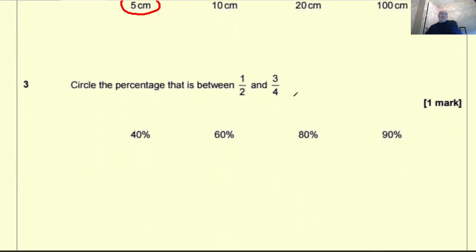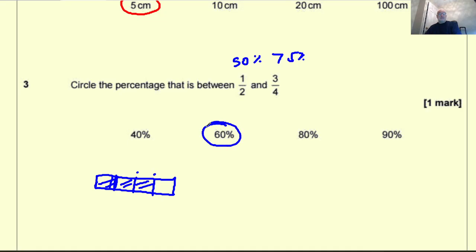Question 3. This is again relying on you having the knowledge that half is 50% and 3/4 is 75%. A relatively straightforward way of doing that is just like a bar model. So halfway is there, 3/4 is there, and again trying to think 1/4, 25, 50, 75. So we're at these 2 points. So somewhere between 50 and 75% is going to give me my 60%. Question 4.